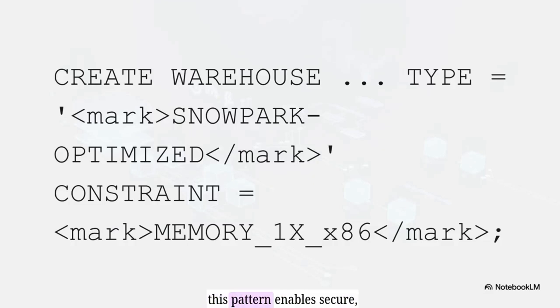And in healthcare, this pattern enables secure end-to-end machine learning. By creating a Snowpark-Optimized warehouse with an x86 constraint, an entire patient risk modeling pipeline, from feature engineering all the way to model training, can execute entirely inside Snowflake's governance boundary. This completely eliminates the security risk and complexity of moving sensitive patient data out to an external training environment.